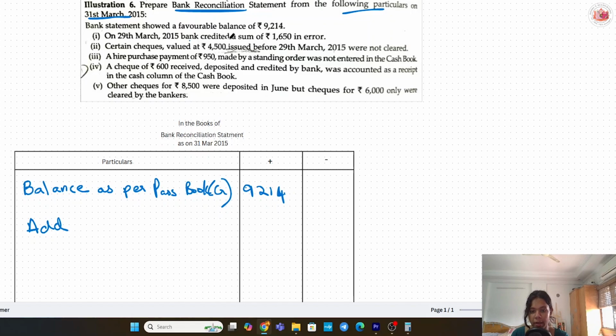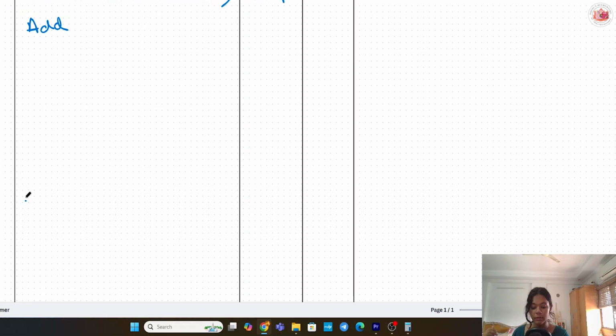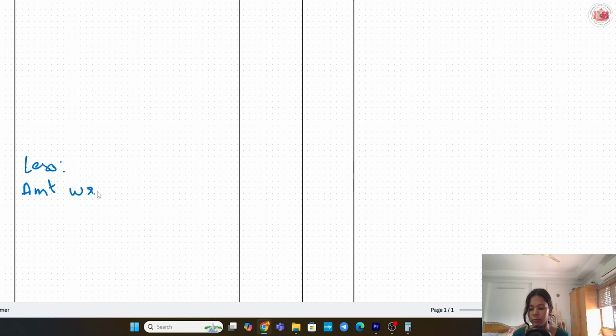On 29th March, the bank has credited a sum of rupees 1650 in error. Okay. Now the bank by mistake has credited 1650 rupees in our passbook. But this has not been recorded in our cash book, right? So what does this mean? Our passbook balance is more than our cash book balance by rupees 1650. So we have to deduct 1650 from the passbook. So I will write that in my less items. Less: amount wrongly credited by bank. In my less column, 1650.